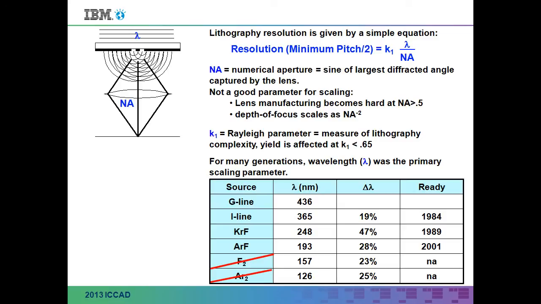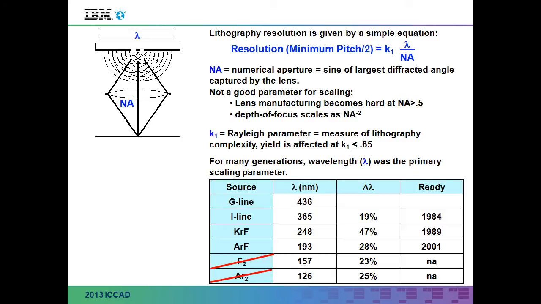This K1 factor, of course, if you learn to operate at a smaller K1 factor, you get your resolution down. But there, as will become very clear as I go through the rest of this material, yield, cost, complexity, everything starts to get affected at a K1 less than 0.65.